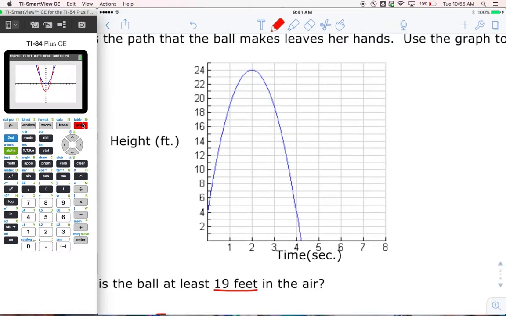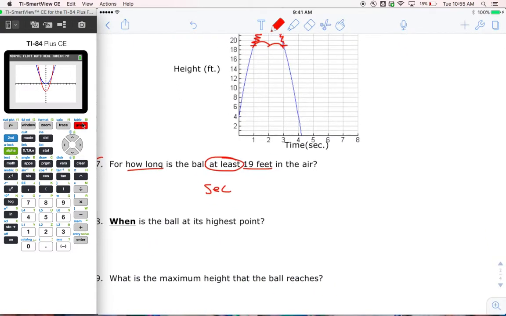Okay, well, it's 19 feet right here and 19 feet right here. But it says how long is it at least 19 feet? So isn't it at least 19 feet for all this time? Yeah, and how much time is that? Well, looks like we're counting by ones, which is great, makes it easy. And we can see that from this point to this point, we did 2 seconds, right? 1 second, 2 seconds. A lot of kids want to tell me 3 because they see 1, 2, 3 lines. Nope, nope, nope. Make sure you understand we're counting seconds. So 1 second, 2 seconds. So for 2 seconds.